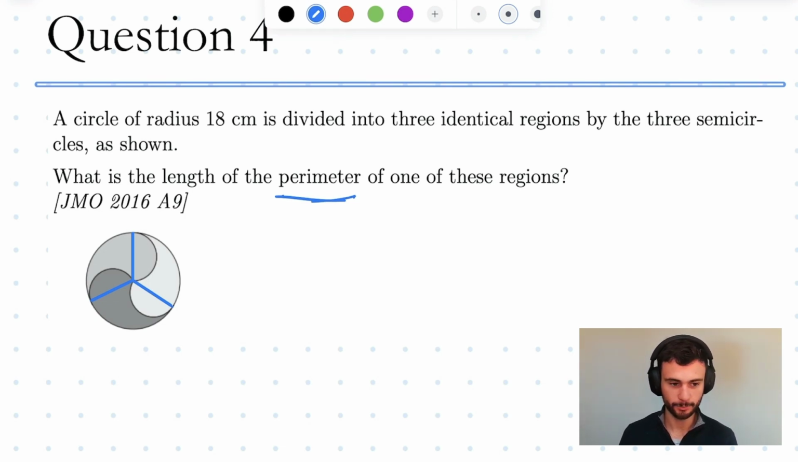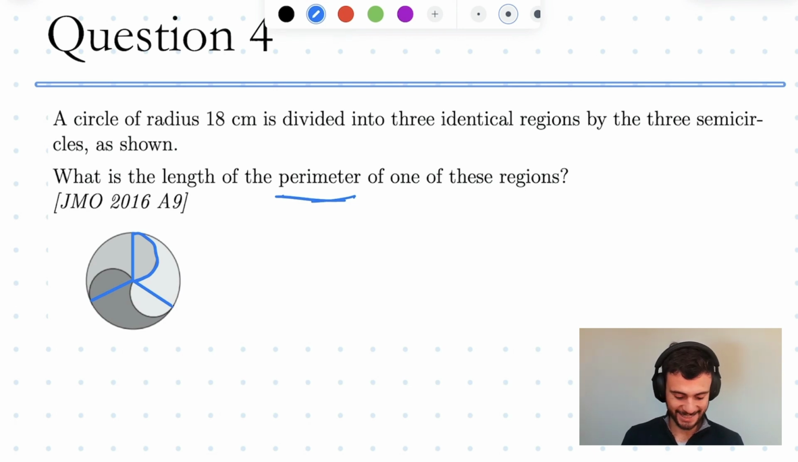Now we're trying to find the perimeter of one of these parts. So we're going to need to work out, firstly, half the circumference of one of the smaller circles. So let's just do that first. That's kind of a straightforward thing to do first.